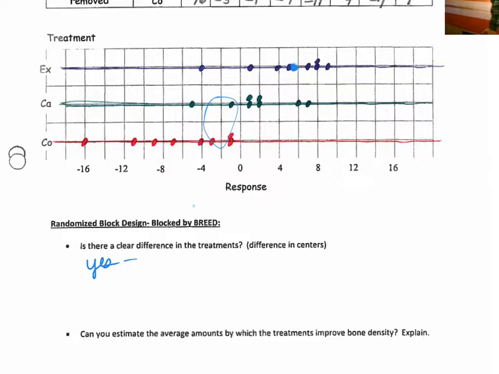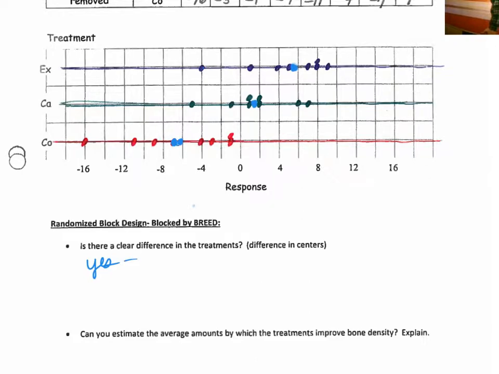Okay, and then how about our center for the calcium treatment? Where would you probably put that? Yeah, that one's probably pretty close to being right there. Okay, and so I thought that was supposed to do that. Okay, cool. And then how about the control group? That center's probably going to be somewhere about in that area, a little to the right. So somewhere along those lines, somewhere 6 to 7, somewhere in this section.